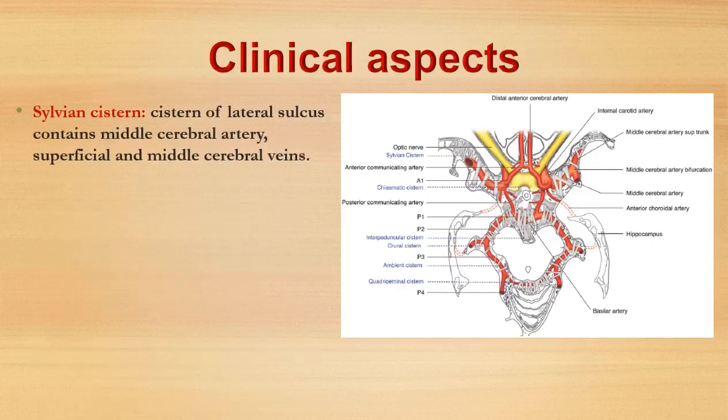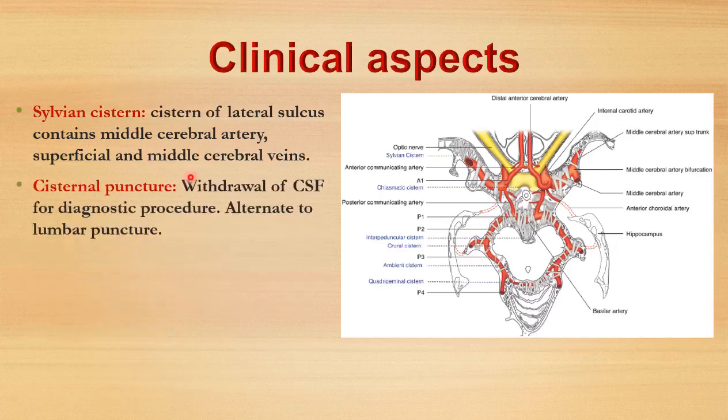Then you also have one cistern which is called the Sylvian cistern, which consists of your middle cerebral artery along the Sylvian fissure or lateral sulcus of the cerebrum. So don't worry about what the lateral sulcus is. All this we will be seeing in the succeeding classes. It mainly consists of the middle cerebral artery and superficial and middle cerebral veins.